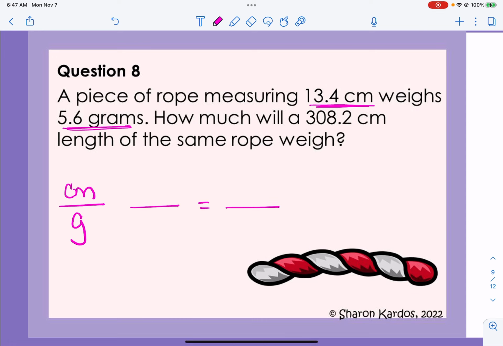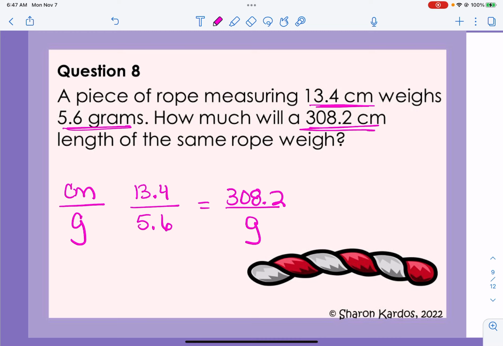And the first ratio they give me is 13.4 centimeters to 5.6 grams. And then the third number is 308.2 centimeters. And then you're just going to pick a variable. And I am going to pick G since we will be measuring it in grams. But again, you could use whatever letter you want.